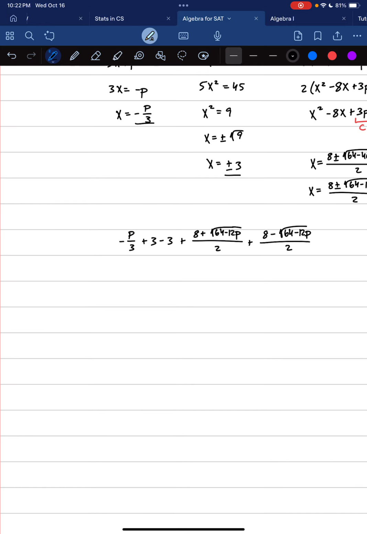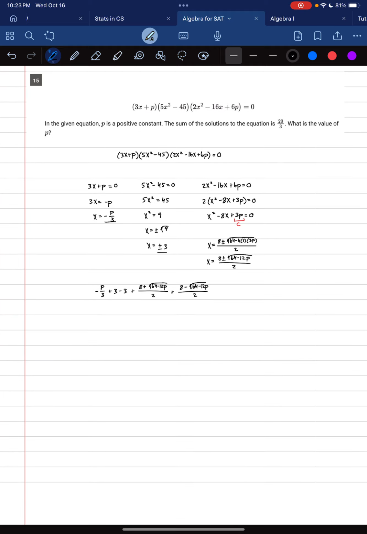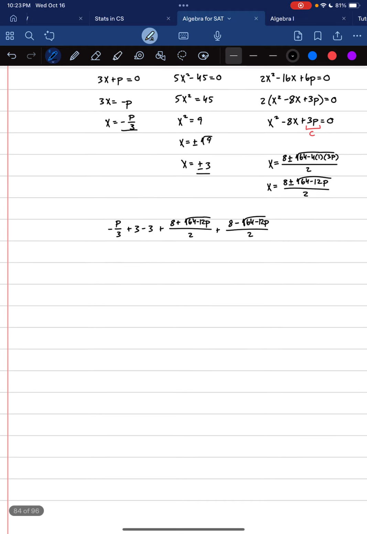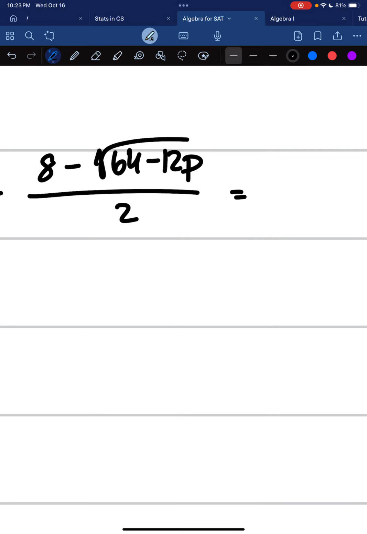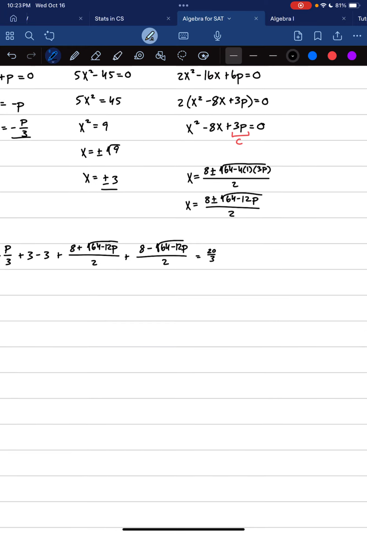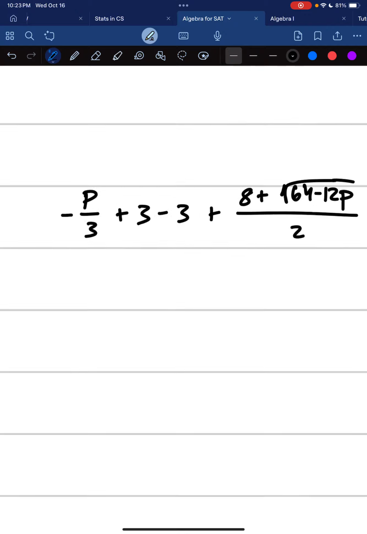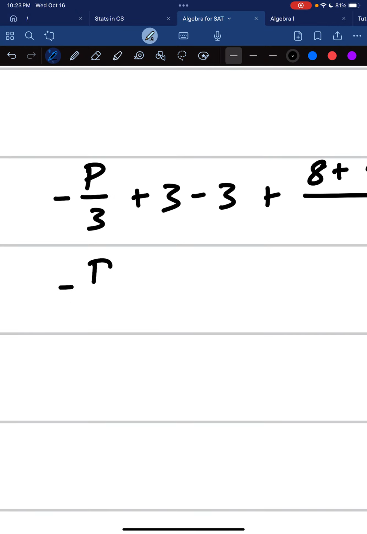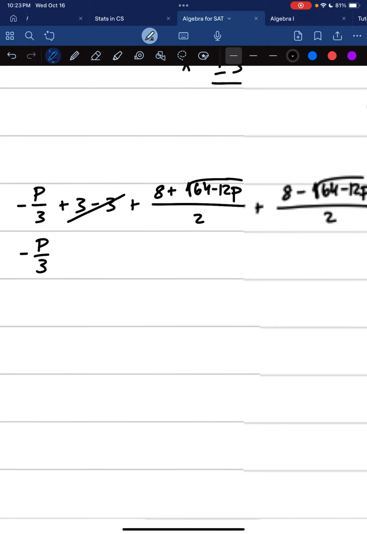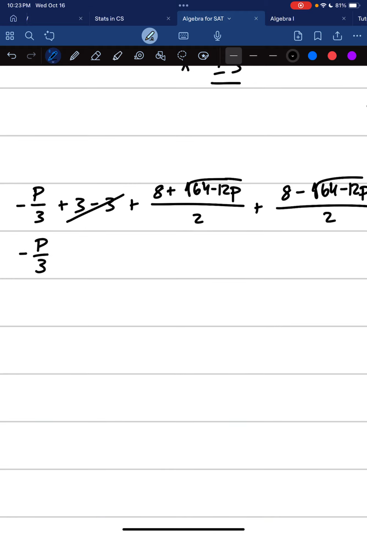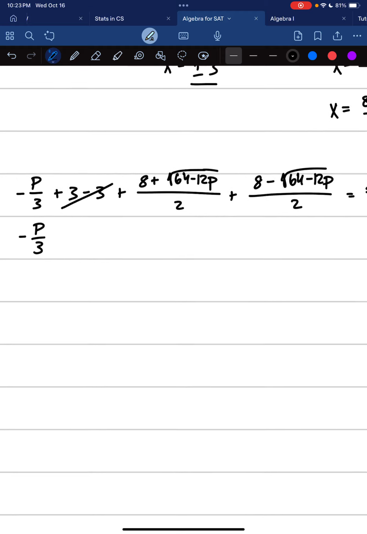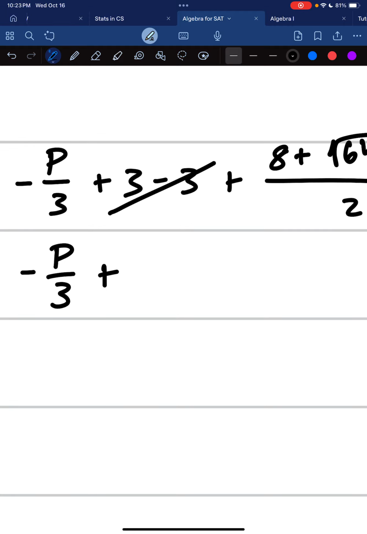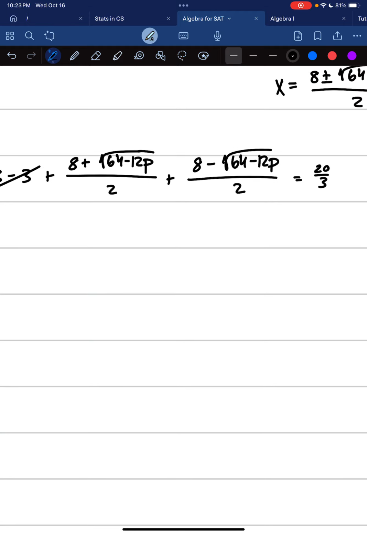So now if we add up all of these solutions here, all these are solutions to our equation. If we add them all up, then that should equal 20 over 3 based on what they've given us. So let's see if we can add these up. We know that these plus 3 minus 3 just cancel out, right? And then over here, we can go ahead and add these two fractions.